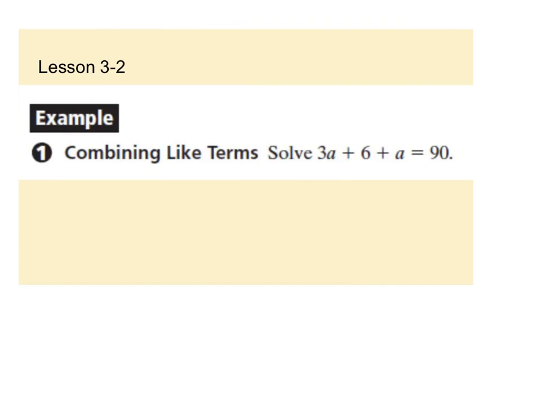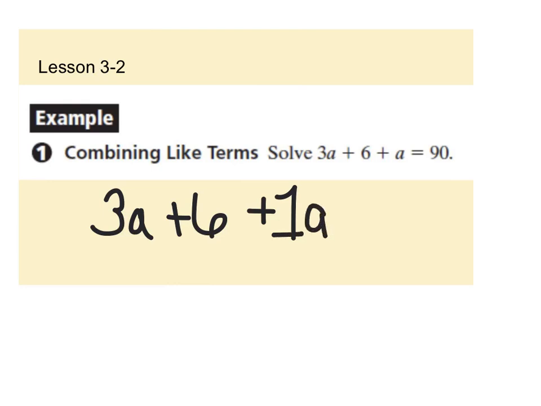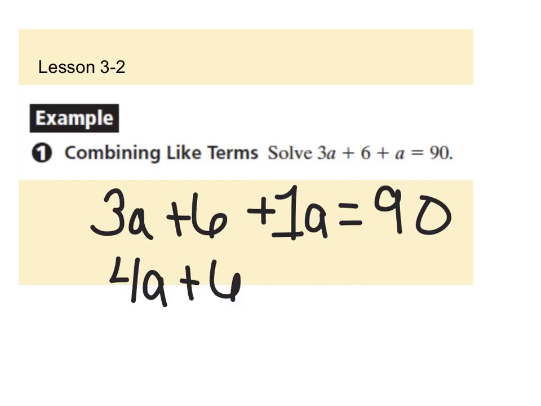In looking at our first example, we have 3a plus 6 plus a equals 90. The first thing we want to do is combine any like terms. So we have 3a plus 6 plus 1a. And again, remember the identity property allows me to put that 1 there. Our 3a plus 1a gives us 4a plus 6 equals 90.